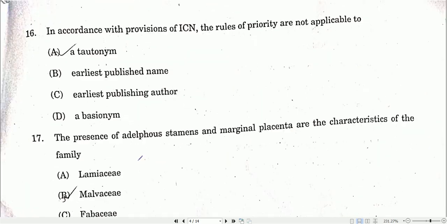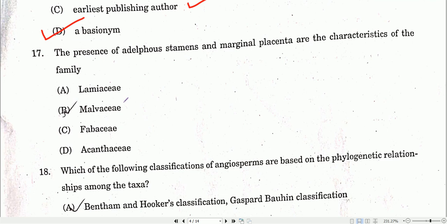Coming to question number 16. In accordance with provision of ICN, the rules of priority are not applicable to. Okay. So that may be applicable to tautonyms, earliest published name and earliest publishing author, but not for basionym. So option D will be the correct one. Coming to question number 17, the presence of adelphous stamen and marginal placenta are the characteristics of the family. So these are the characteristic features of the family Fabaceae. So option C will be the correct one.